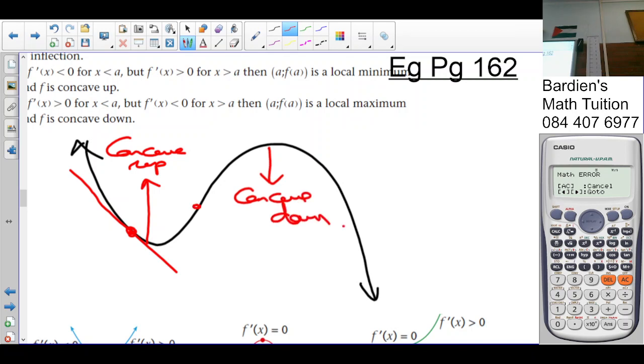And this point here, which is midway between the two, is where the second derivative is equal to 0. And this is known as the point of inflection. Okay, but we'll read now about it.